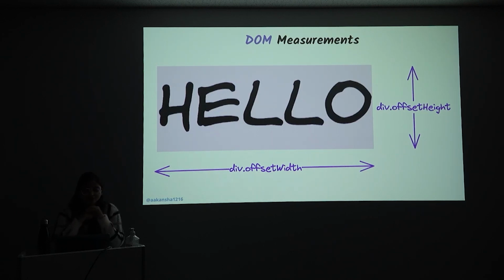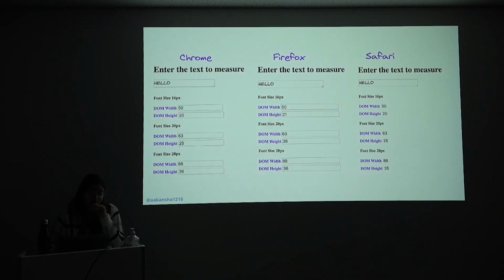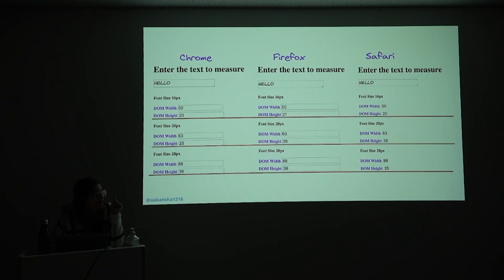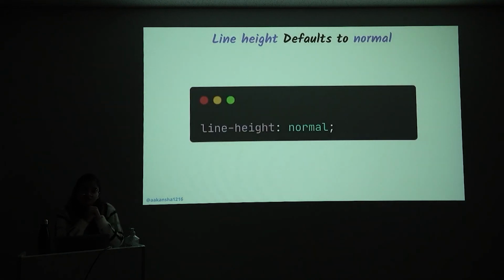When testing this across different browsers, this is what was observed. If you notice, for the text hello, the height differs across the browsers. The DOM height is differing. And why is that so? The reason is that line height is set to normal. If you don't set the line height, it defaults to normal, and this normal has different behavior in different browsers. That is the reason for the different DOM height.